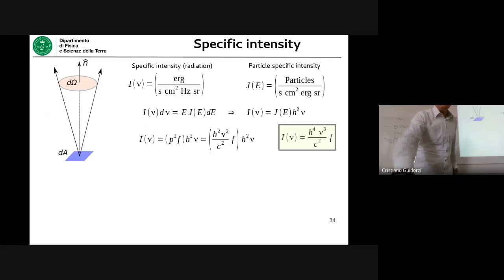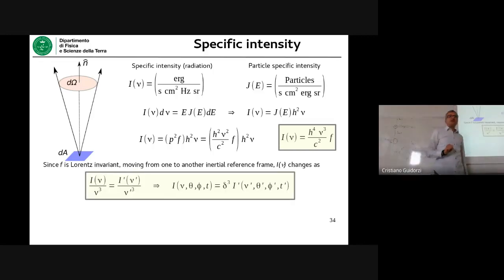So it means that if you divide both sides of this equation by nu cube, on the left-hand side of the equation you have I over nu cube. On the right-hand side, you have just F. So it means that I over nu cube is Lorentz invariant. You see? That's what I wrote here. If you work out the ratio I over nu cube, this is just proportional to F, but F is Lorentz invariant. So the ratio between I and nu cube is Lorentz invariant.